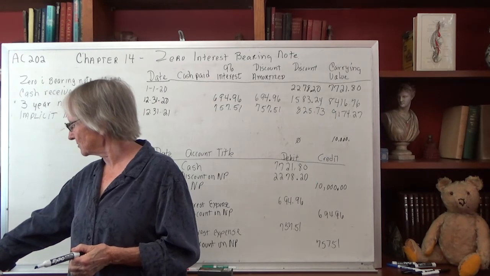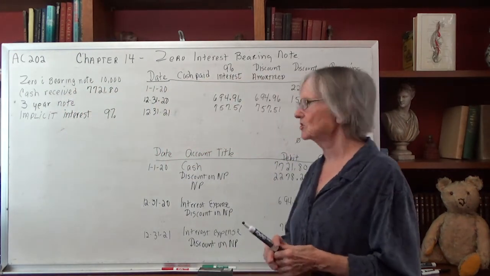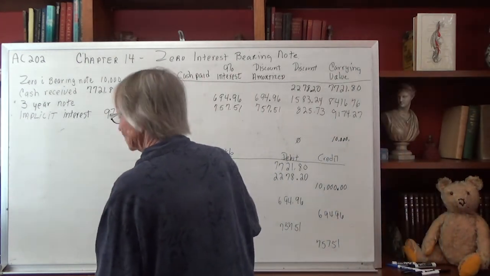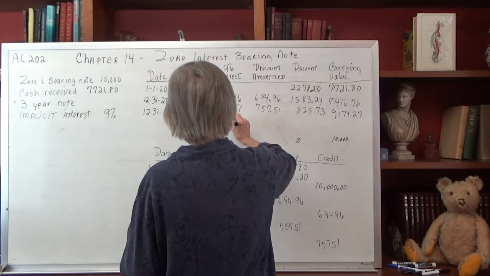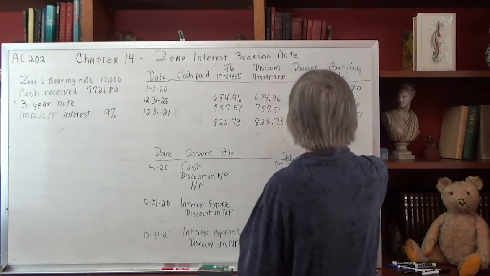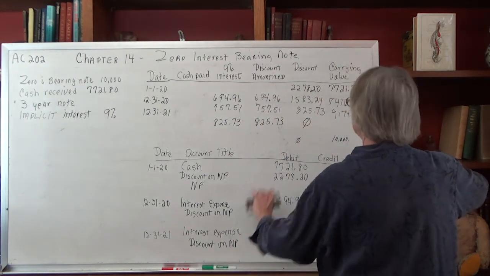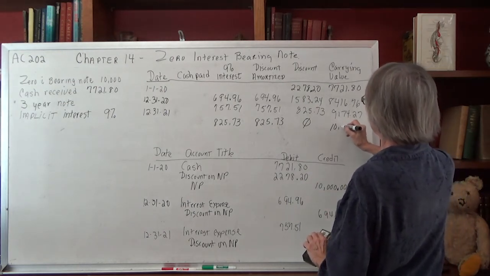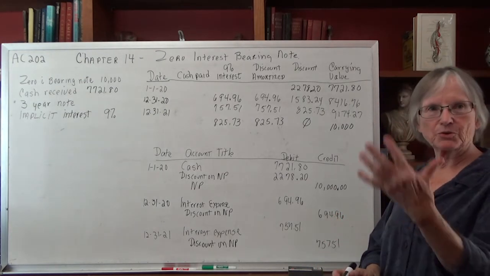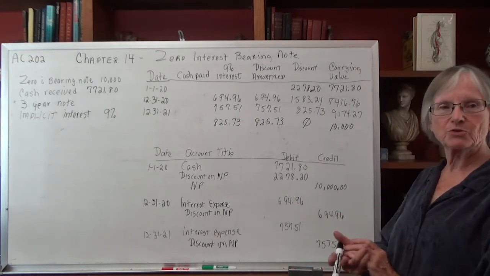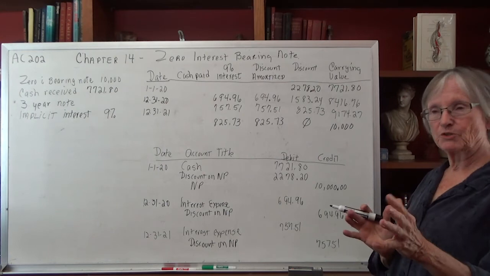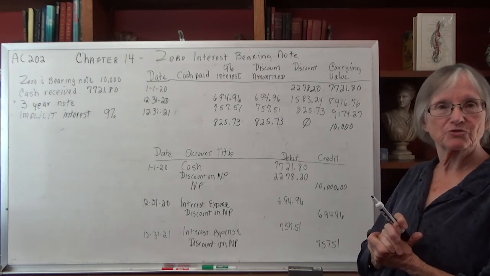Usually the last amount of interest expense and discount is going to be a plug to get it to zero because of rounding. But you can see it comes out to 825.73 for the third year. That gets this down to zero, and this ends up at 10,000. So when the note is paid off, you write the check for cash. The total discount will have been taken care of. The interest expense will have been recorded for all 3 years. And so you're going to be debiting your note payable and crediting cash for 10,000.